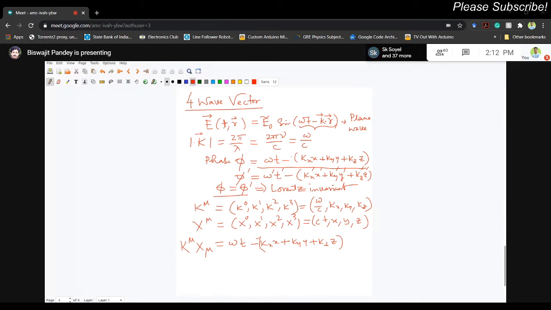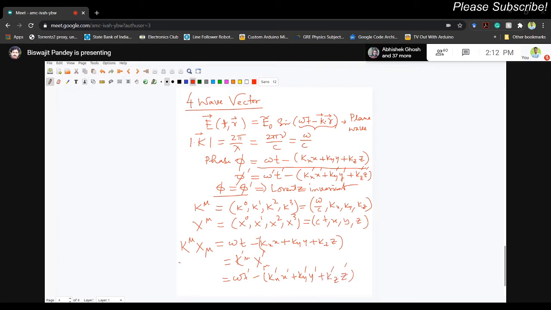We have already seen this expression, and we are just interpreting it now with a different interpretation, because phase is nothing but the scalar product of a 4-wave vector with the position 4-vector, right? So there is no doubt that this will be k mu prime x mu prime, which is omega t prime minus kx prime x prime plus ky prime y prime plus kz prime z prime.